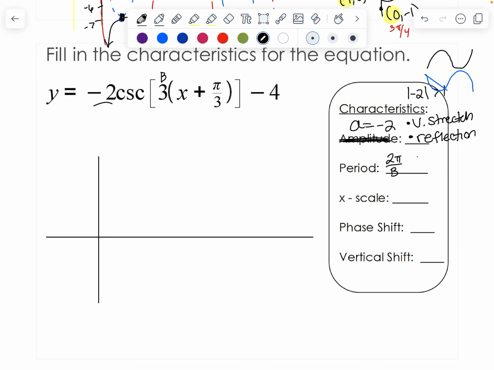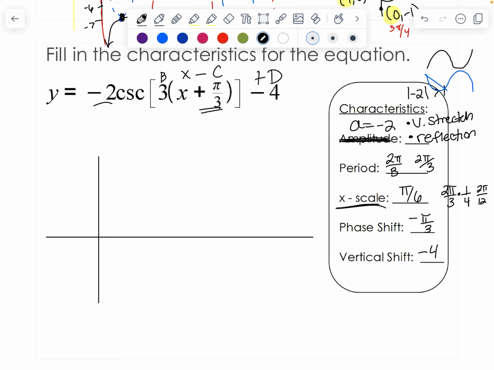And your b value is 3 here, so it's going to be a period of 2 pi over 3, which means that if you take 2 pi over 3 and cut it into equal fourths, it's going to be 2 pi over 12 or pi over 6 for what you're counting by on your x-axis. And then your x minus c is going to be your phase shift, which means it's going to be negative pi over 3. So you're going to be shifting it left pi over 3 radians. And then you have your plus d, so your vertical shift is going to be down 4.